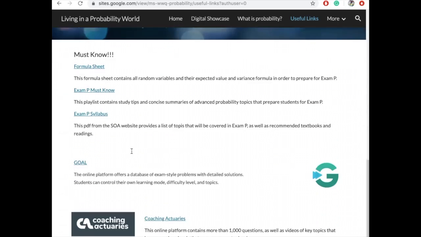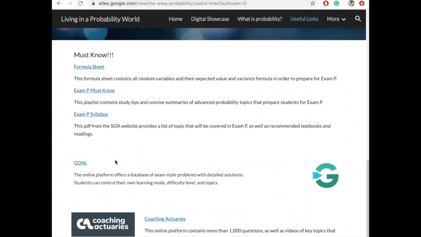And the next 5 websites are for people who are interested in becoming an actuary. The first one is the formula sheet that you need to know when you are preparing for exam P. The second, Exam P Must Know, is a YouTube playlist that I also visited quite often when I was studying for exam P. And the third one, the exam P syllabus, is directly from the SOA website. It provides you a list of all the topics that will be covered in exam P, as well as some recommended textbooks and readings.